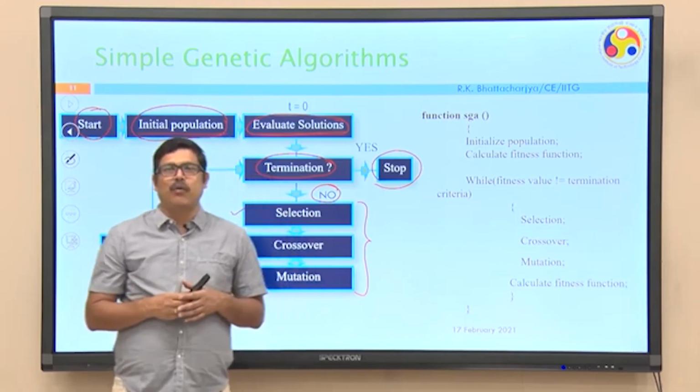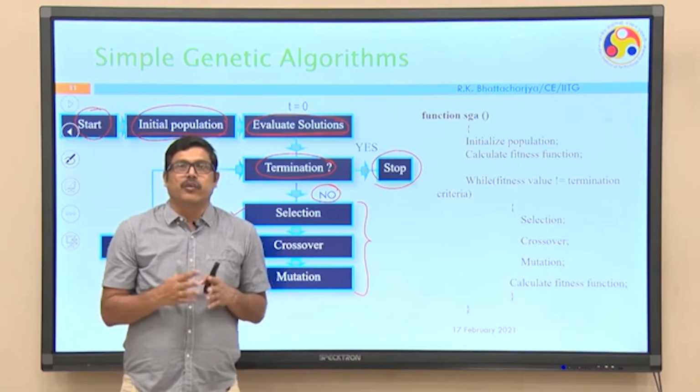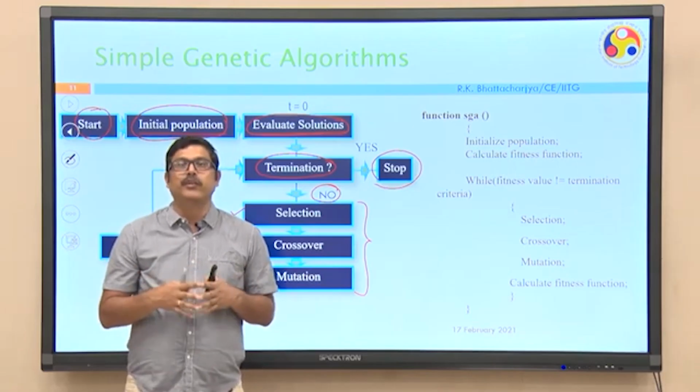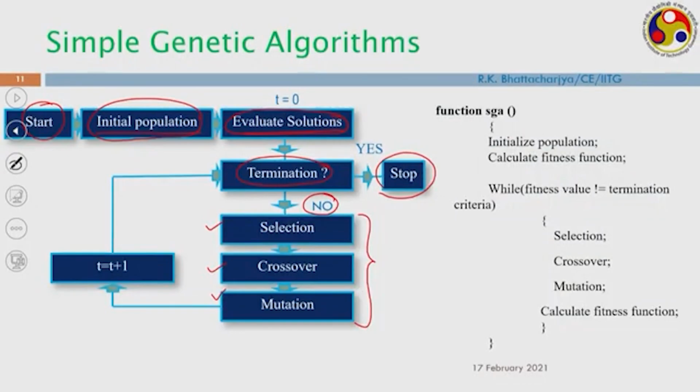I will discuss how these operators can generate new solutions. They will generate a new generation, t equal to t plus 1, and then you check the termination criteria again, and the iteration continues. This iteration will continue until the criteria is satisfied, and once it is satisfied, you will get your solution, the optimal solution. So this is the simple genetic algorithm.